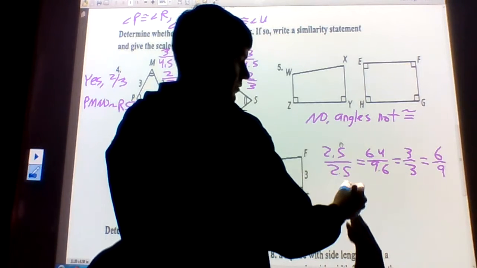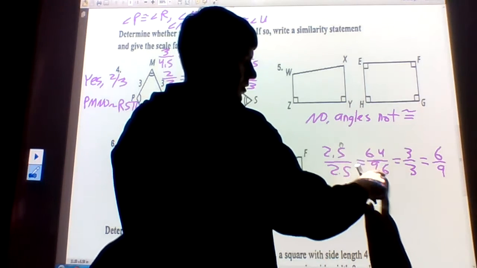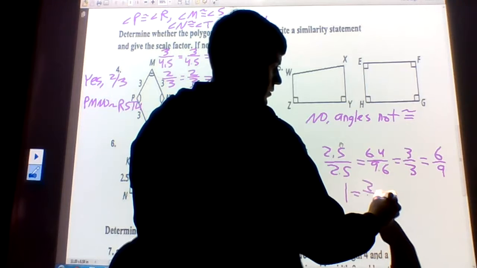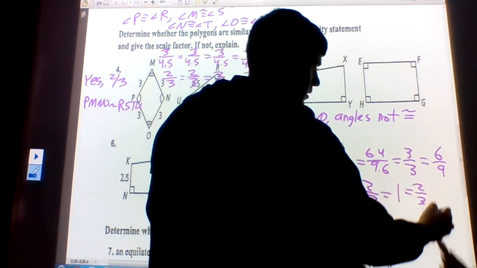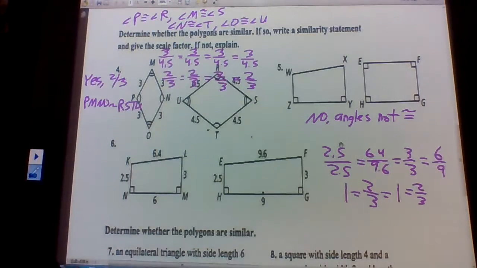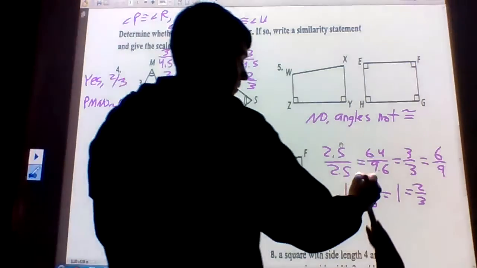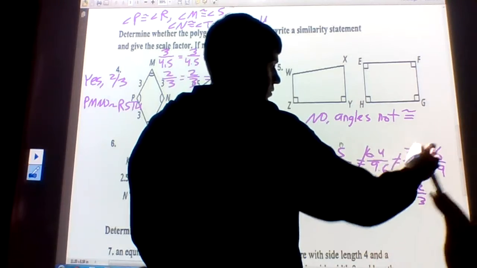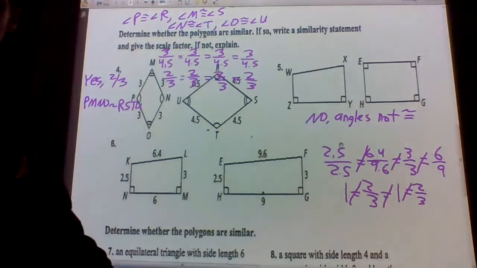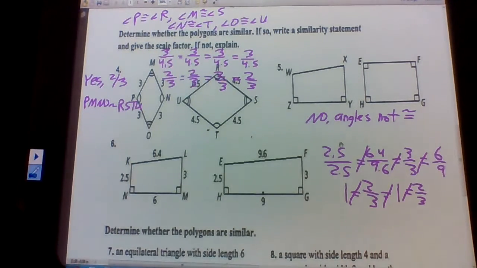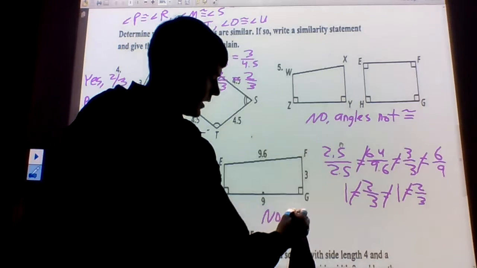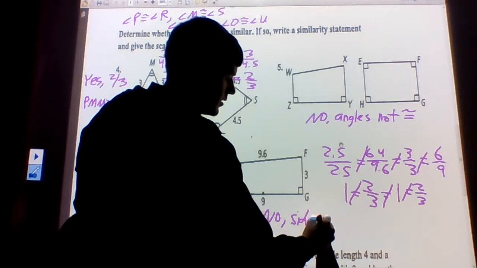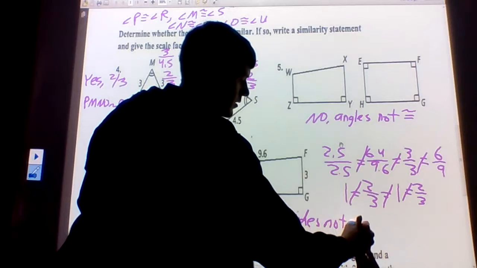Okay, 2.5 divided by 2.5 is 1. 6.4 divided by 9.6 is 2/3. 3 over 3 is 1, and then 6 over 9 is 2/3. So these are in fact not equal. Therefore, our ratios are not equal. Since our ratios are not equal, the sides are not proportional. And if the sides are not proportional, then our figures are not similar. So we would say no, sides are not proportional.